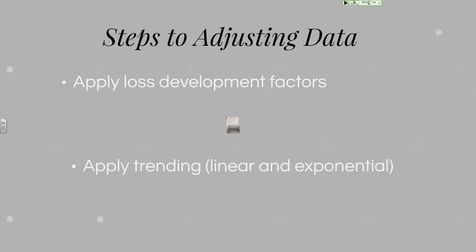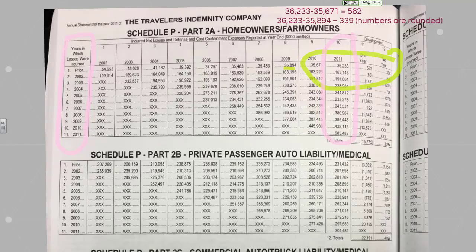The next step to adjusting data is to apply trending. Looking back at our Schedule P triangle, the trending would actually occur going down the column. Notice that, as you would expect, in most years, the amount of losses goes up. Now, since this is not relative to premium, we don't necessarily know if the losses go up because of a higher premium base or because of inflation. Once these losses have been fully developed, we would have to take them relative to premium to determine what the actual trend is. But it is not surprising to see losses increasing over time. Most losses do increase over time just because of inflation.